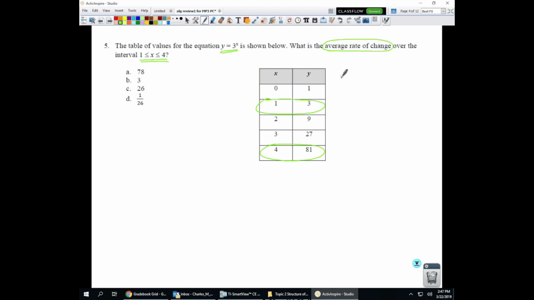Now the slope formula is y2 minus y1 divided by x2 minus x1, or in other words, delta y over delta x. So if I subtract my two y values, 81 minus 3, and I divide that by the difference in my x values, 4 minus 1, I get 78 over 3, or reduced, that's 26. So my average rate of change here is 26.